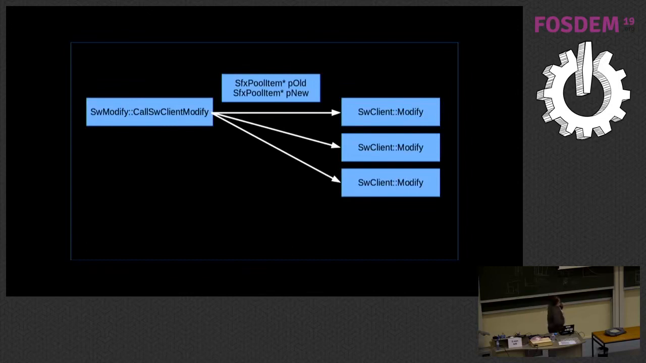This is what SwModify and SwClient do. It's essentially an observer pattern. You have something to be observed and something observing it. And if something changes in the SwModify, it tells all the SwClients that this or that changed, in the form of a horrible SfxPoolItem, old and new and whatever. So it's horrible, but you can look that up in the talk from the conference.